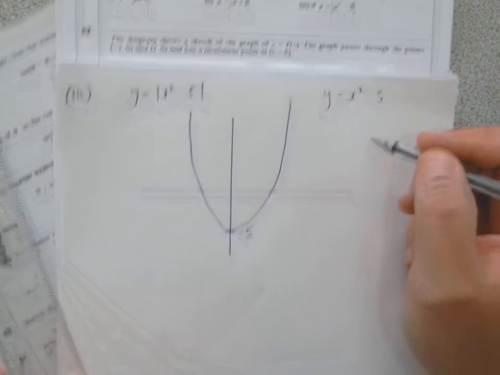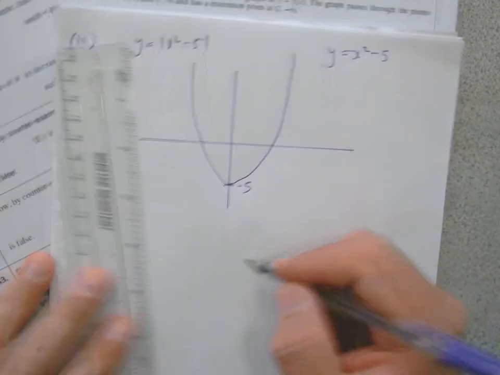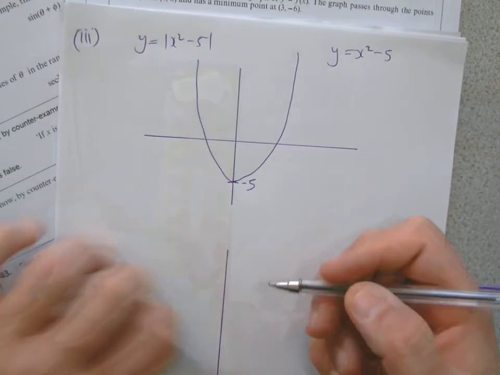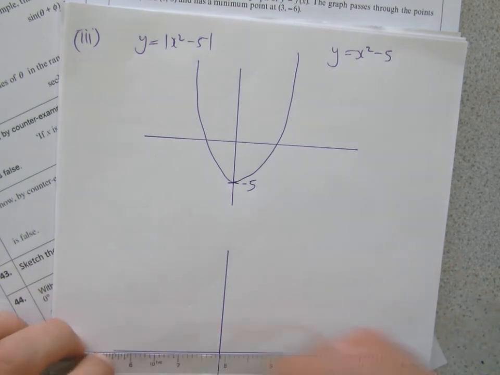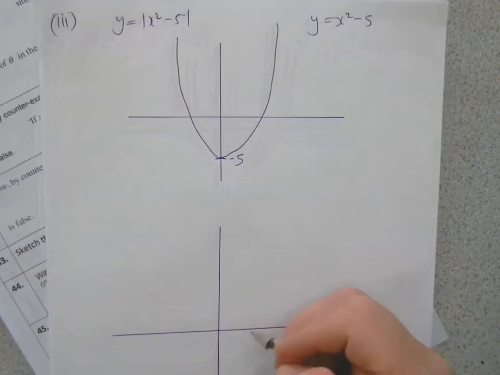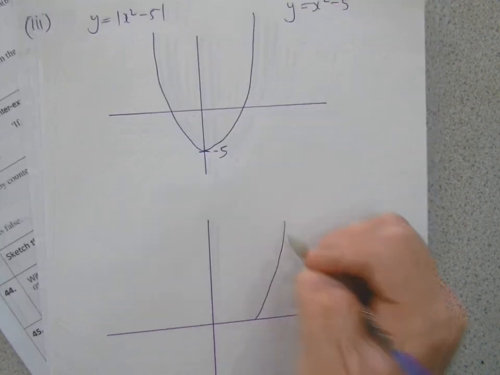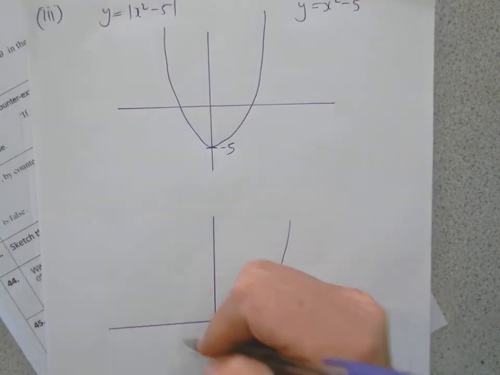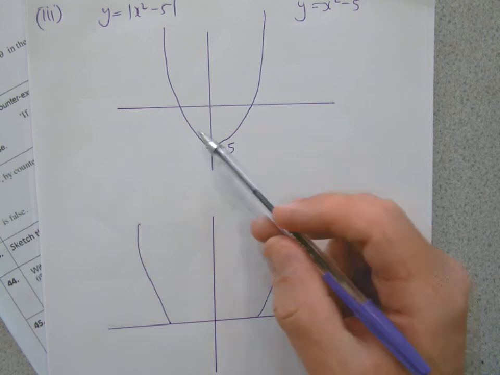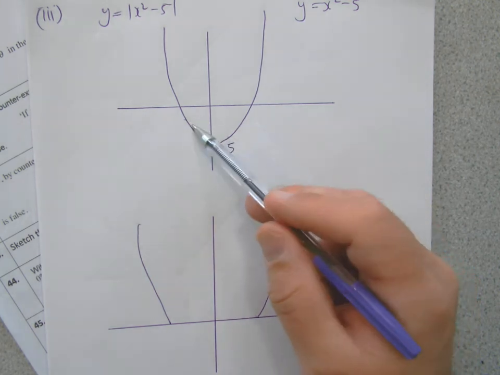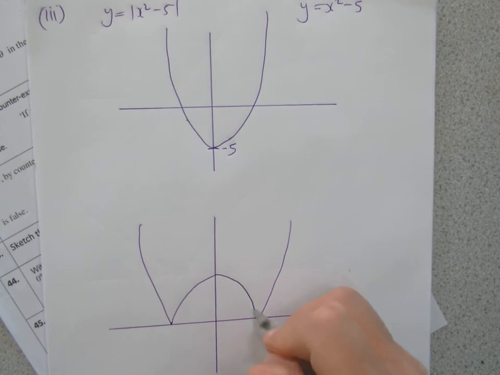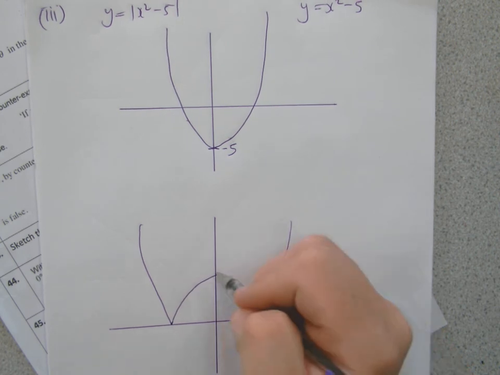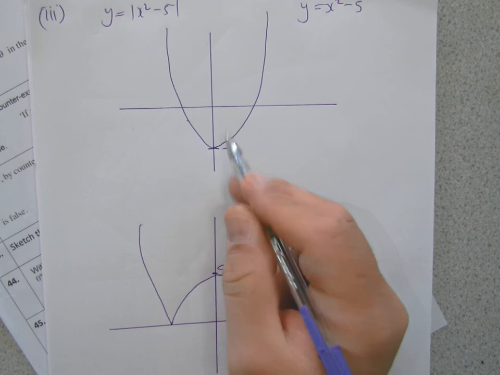Okay, now if I do the mod of it, basically everything that's positive already stays where it is. Okay, so this bit here stays where it is, this bit here stays where it is, but this bit here, all negative, becomes positive, so it reflects, so you end up having it like this here. Okay, and that becomes 5 because minus 5 will reflect to 5.